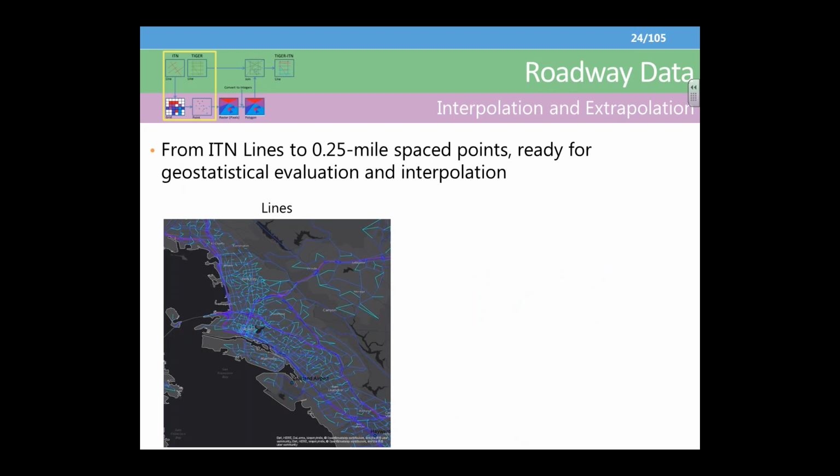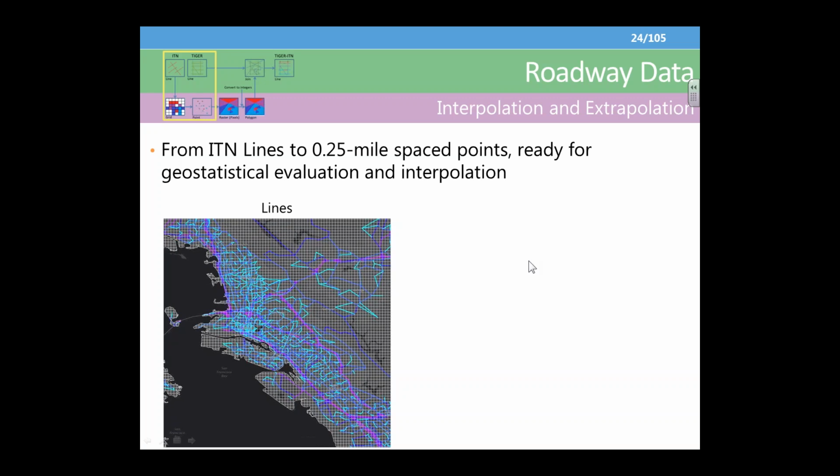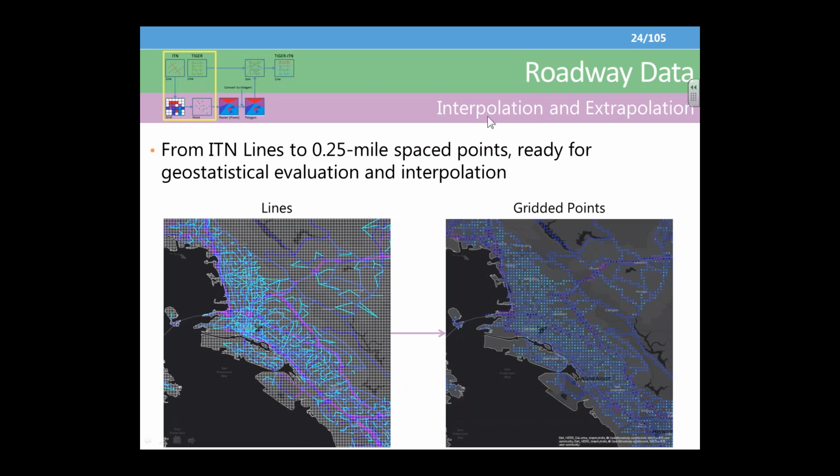So a visualization of that: we utilize the quarter-mile grid across the entire state to achieve this. You can see on the bottom left here are ITN lines, and those are colored by speed. Higher speed, I believe in this one, is bright purple, where lower speed is a dark blue. We overlay our grid on top of that, average in each of those grid cells, and we get these point data across the state.